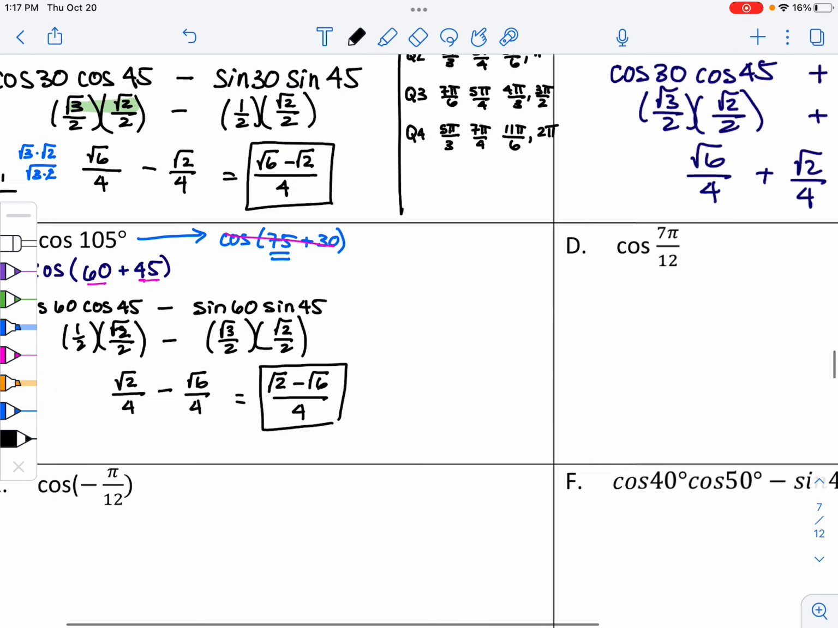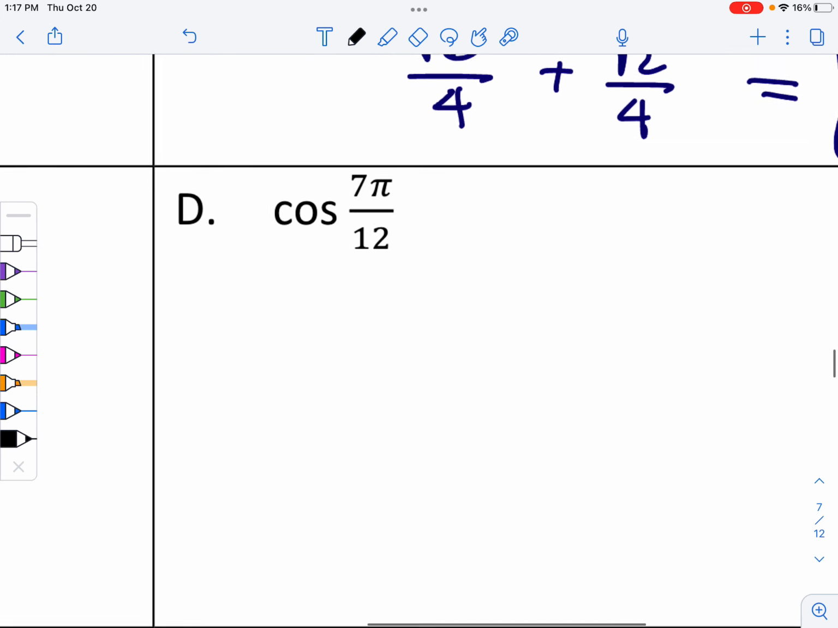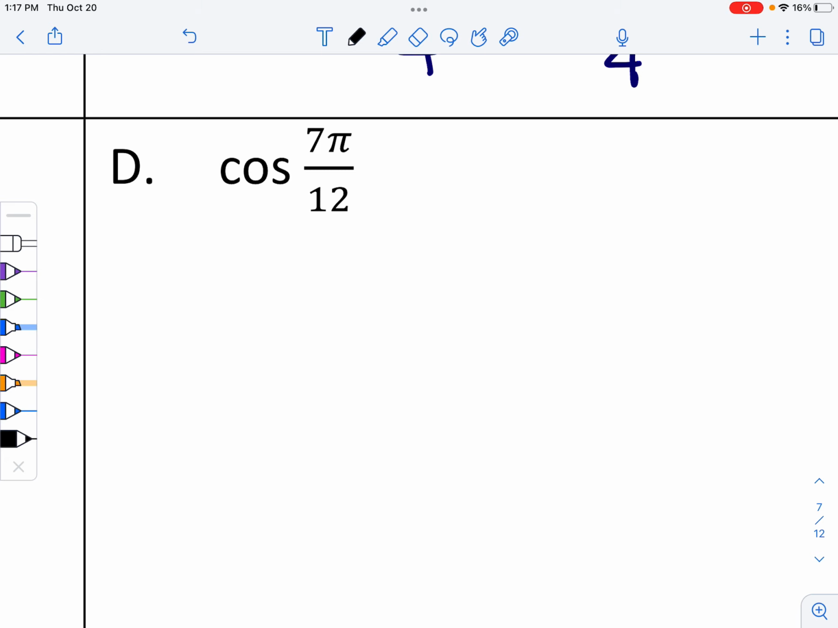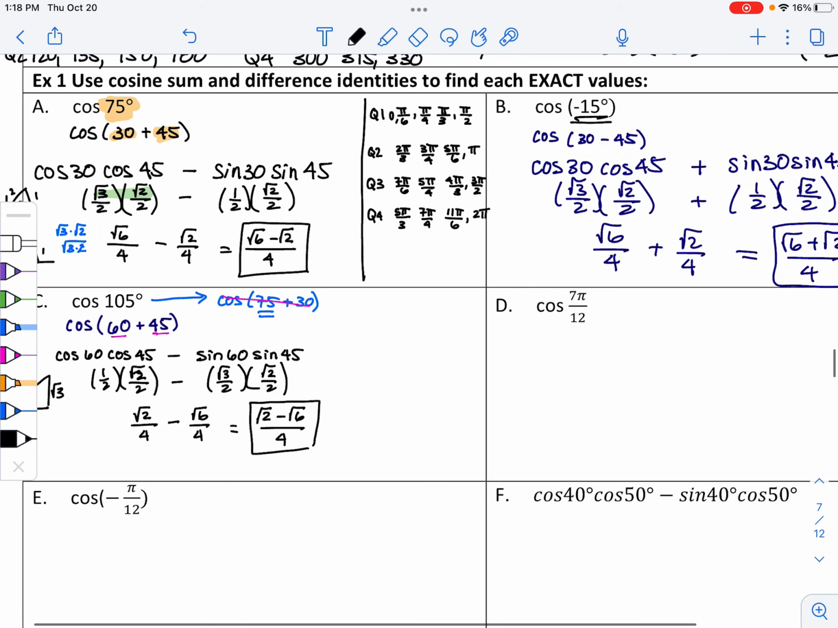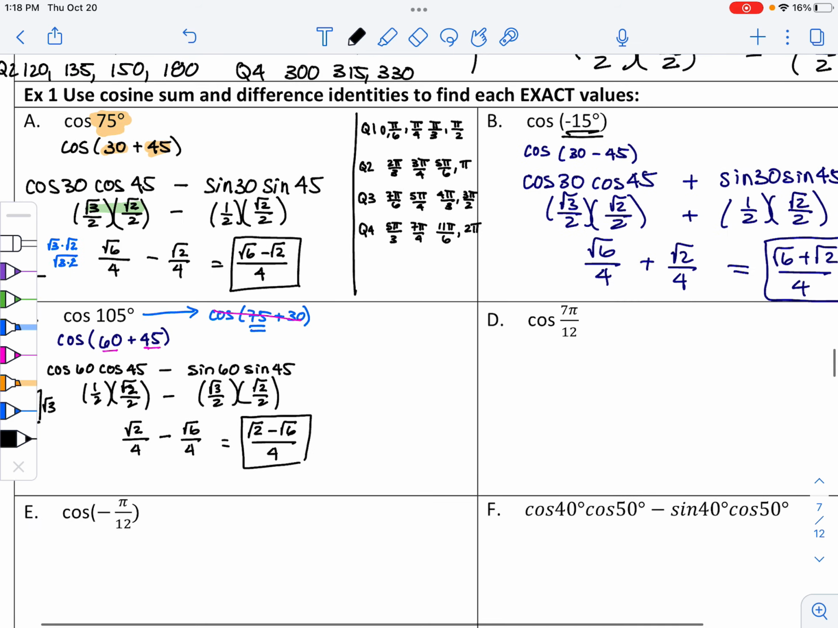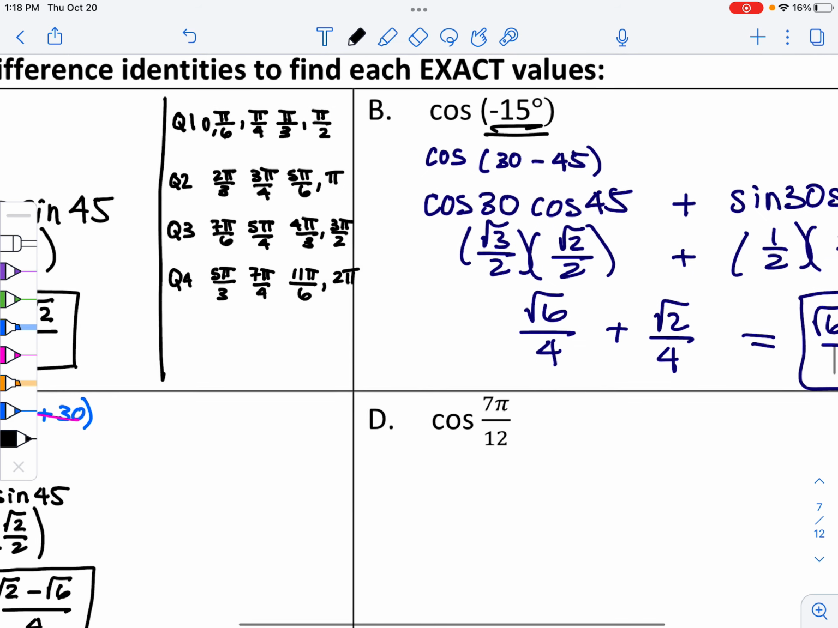Now moving into a radian. We haven't seen one with radians yet. 7 pi over 12. Ugh, this one might make you panic a little bit. When we are in radians, what we need to remember is most of our denominators are 6, 4, and 3. We don't have a 12.